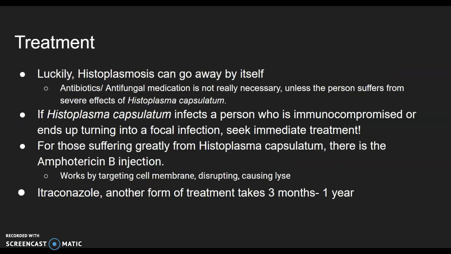Okay, treatment is a little sophisticated today. Luckily, for the most part, if your immune system is strong enough, histoplasmosis can go away by itself. Most of the time, antibiotics and antifungal medication are not necessary, as histoplasmosis can go away by itself.